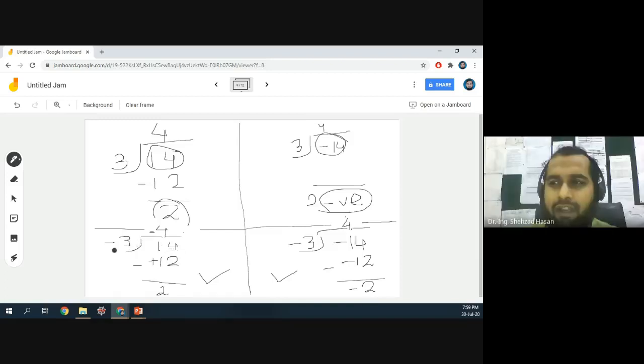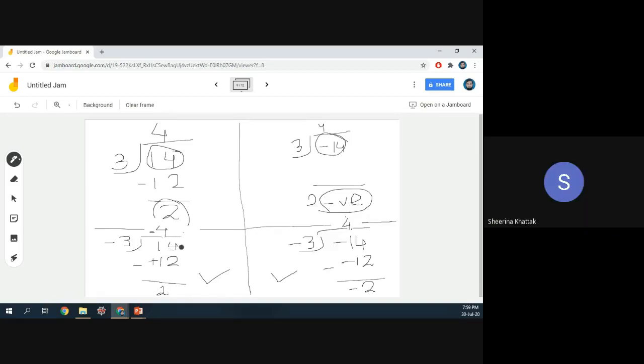Okay. So you are dividing the dividend with the divisor. So both signs are going to matter for the sign of quotient. But the important rule is that the remainder sign should always match the sign of dividend.